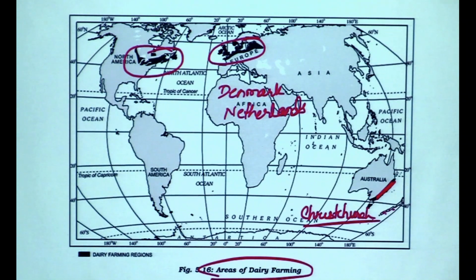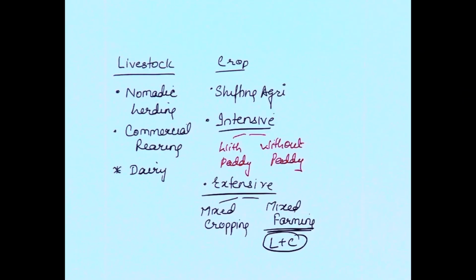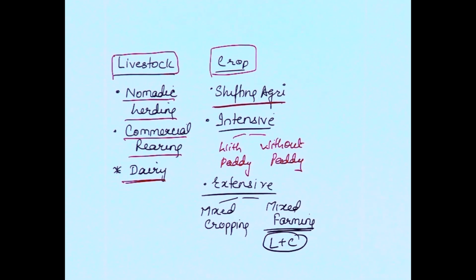So if I have to take a quick revision of what I have learned, I'll simply use this table and remind myself: agriculture with livestock can be absolutely primitive as nomadic herding, comparatively commercial with various types of animal products, and dairy farming. And if it is with crop, then I have primitive as shifting agriculture. We have non-primitive as intensive with and without paddy, largely giving me mixed cropping, and extensive agriculture, which is commercial agriculture, can give me either multiple cropping or mixed farming.